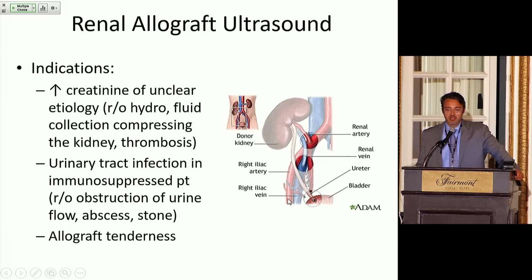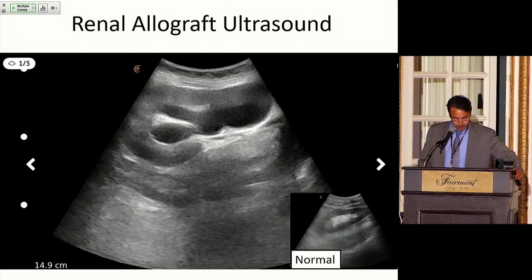So when should you order a renal transplant ultrasound? For sure, if you have a rising creatinine after transplant, this is one of the first tests you should order. You should also think about ordering it in any patient post-transplant that has a urinary tract infection, because you want to make sure you don't have an obstruction, an abscess, or stone or something obstructing. And anybody who has allograft tenderness should also get an ultrasound.